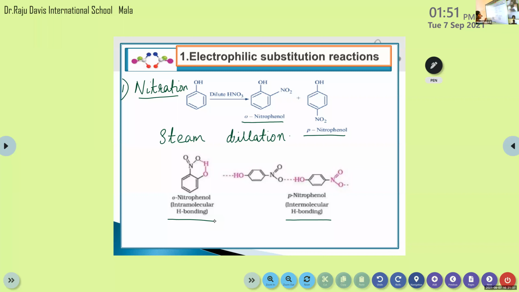So this ortho nitrophenol is steam volatile. That means it will be easily converted to the form of vapors. It is steam volatile due to intramolecular hydrogen bonding. And this para-nitrophenol is less volatile. So using steam distillation, we can easily separate these two mixtures. Both products will be obtained, orthonitrophenol and para-nitrophenol.